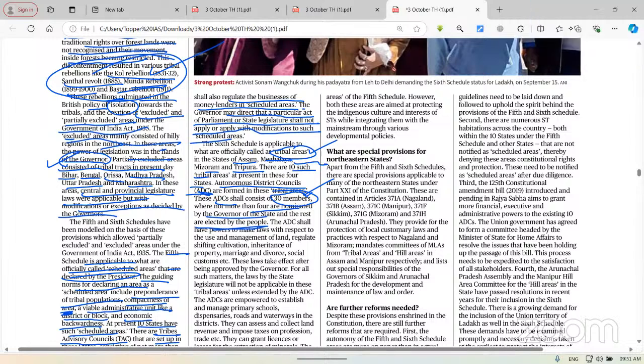Okay, that means they also have powers, sir. They will become members of that council. Now let's see the functions of the council. Let's see the functions of the Autonomous District Councils. Okay, so they have given it here.